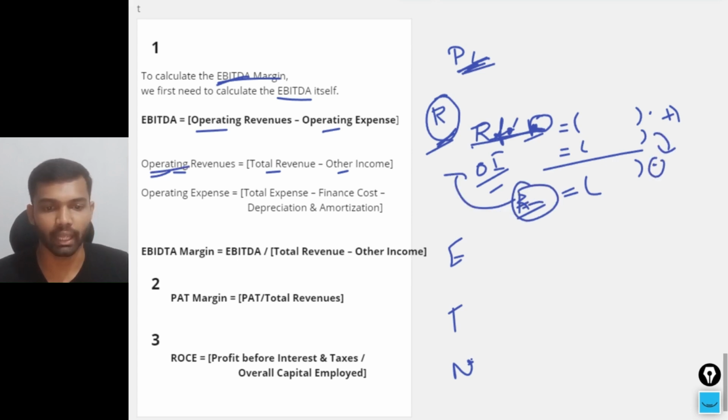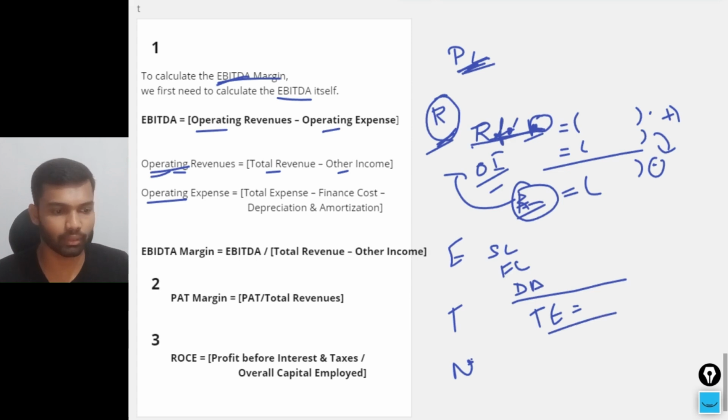Okay, likewise for the operating expense, in the expense categories, what we have seen is salary for the labor, the operating and financing cost, and depreciation and amortization. If we calculate all the expenses, that will be our total expense. To calculate the operating expense from the total expense, we should subtract the financing cost and the depreciation and amortization cost, then we can get the operating expense.